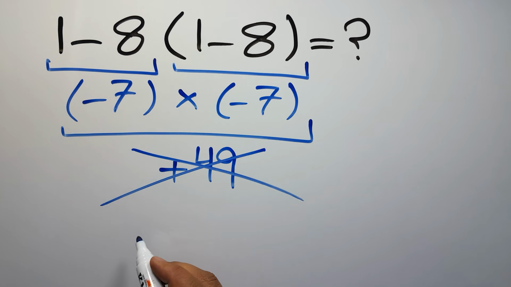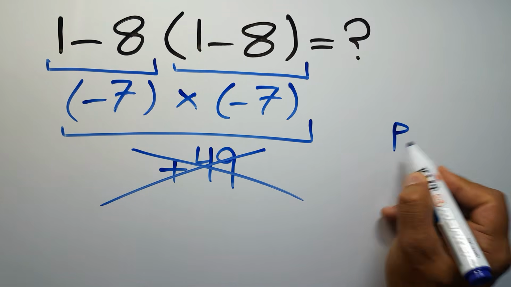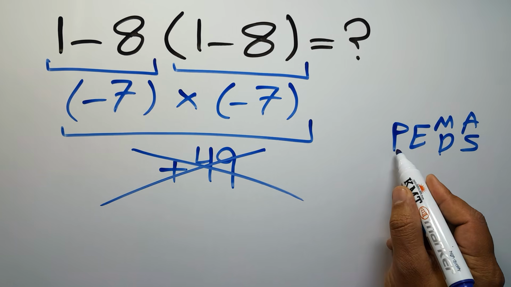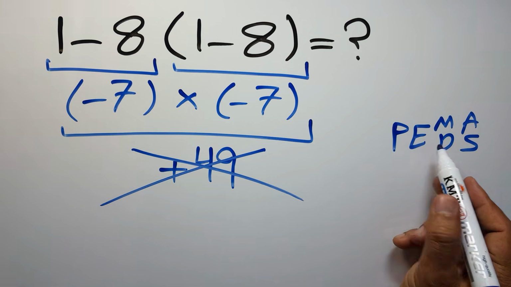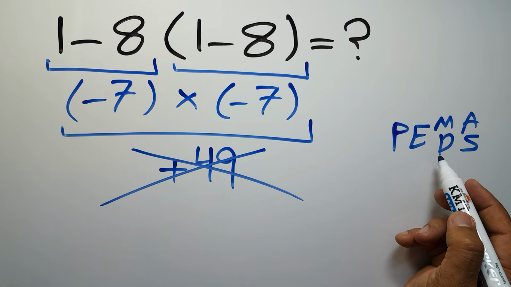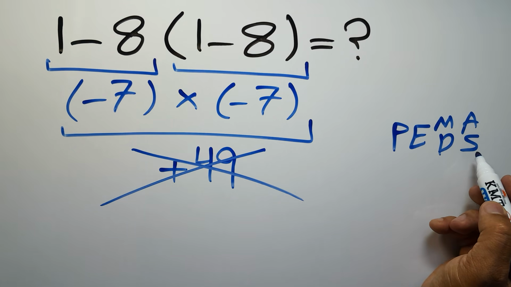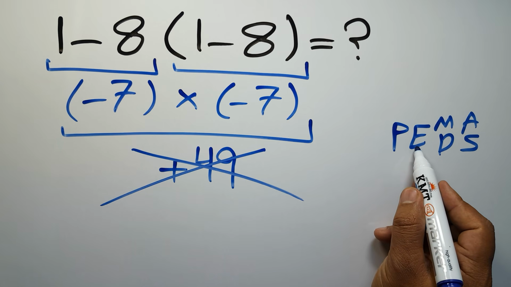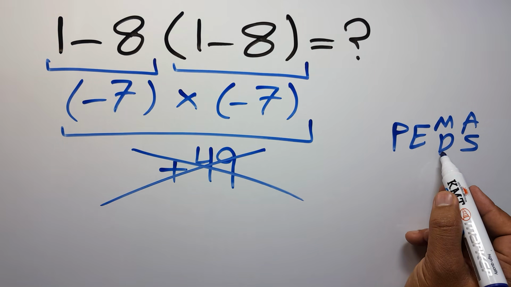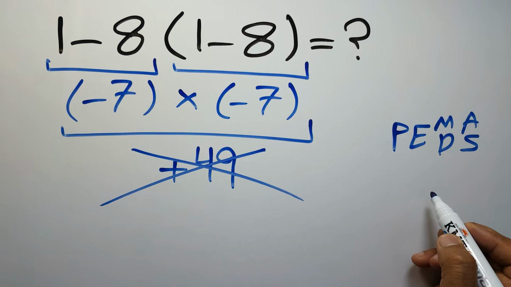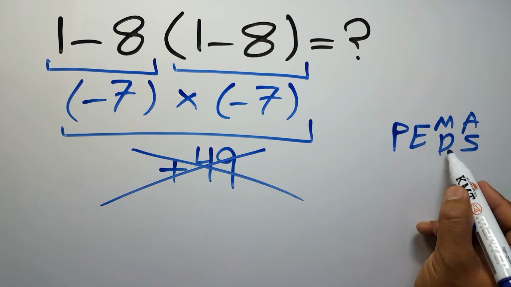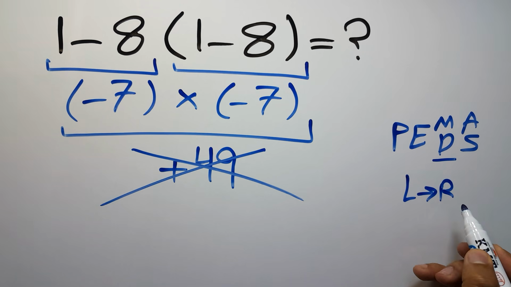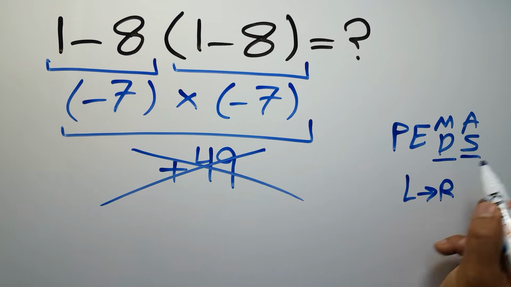Because according to the order of operations, which is PEMDAS, P stands for parentheses, E stands for exponents, M and D stand for multiplication and division, and A and S stand for addition and subtraction. First, we have to do parentheses, then exponents, then multiplication or division, and finally addition or subtraction. Remember that multiplication and division have equal priority and we have to work from left to right. And the same applies to addition and subtraction.